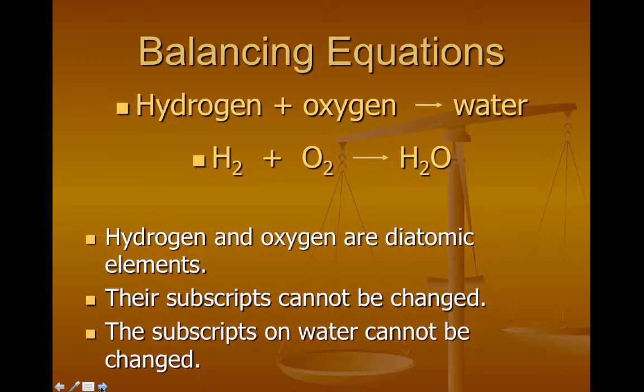Alright, let's look at this one. We have hydrogen plus oxygen equals water. Hydrogen and oxygen are diatomic elements. Their subscripts, which are the numbers after the letter, cannot be changed. The subscripts on the water cannot be changed as well. So as you see right here, this is your subscript number, this is your subscript number, this is your subscript number. These can never be changed. The only way we can balance is to put a number in front of the element or the compound.